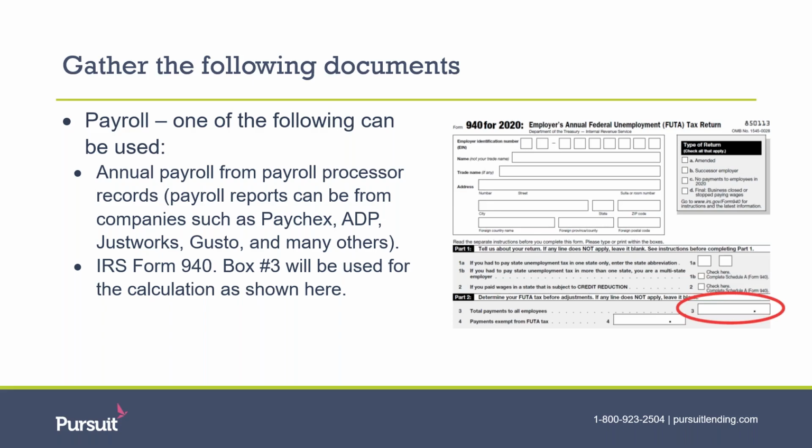If you don't have a third party, don't worry about that. There are other ways that we're going to look to calculate your loan amount, including your tax forms. The first tax form that we have mentioned here is IRS Form 940. This is your annual federal unemployment tax form that is submitted to the IRS. As you can see here, the SBA requires you to calculate it based on box number 3, which is the total payments to all your employees. So that number will be a document and starting point that you can utilize.